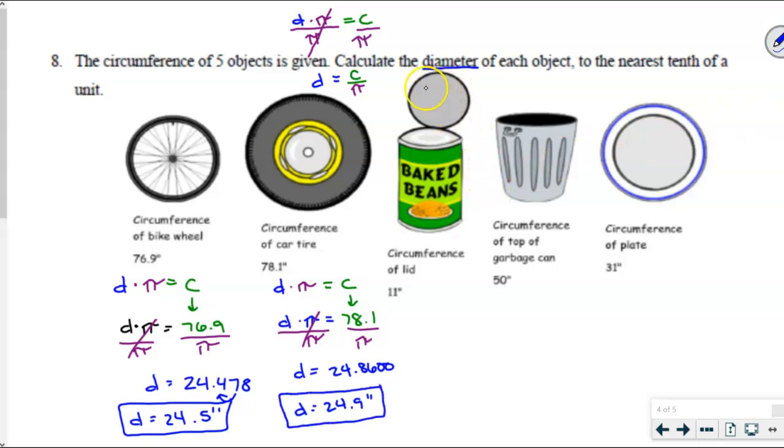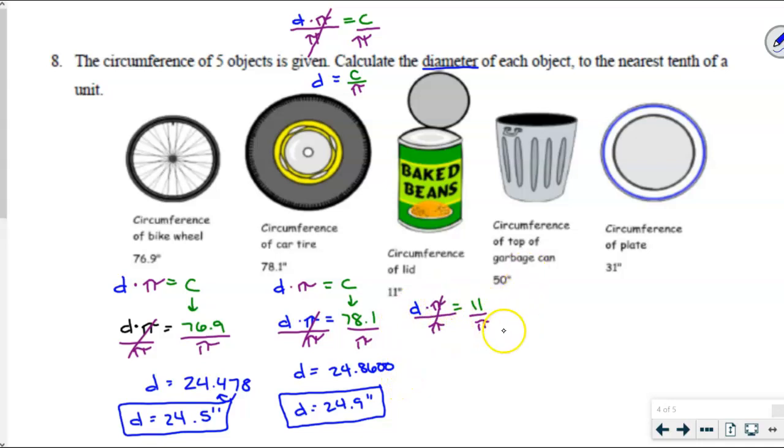The circumference of this lid is 11 inches. What is the diameter? Who can set that up for me, please? Thank you, Joshua. Okay, can you go back to this one? 11. Okay. Great. Thank you for setting that up. Instead of just saying I did 11 divided by pi, you explained why. You set up that equation. So thank you for that.